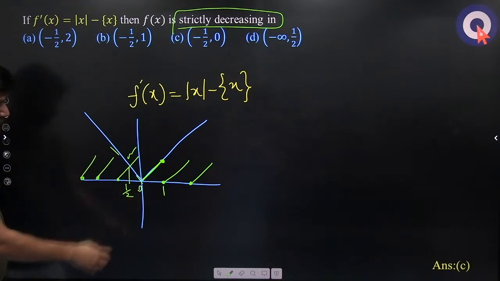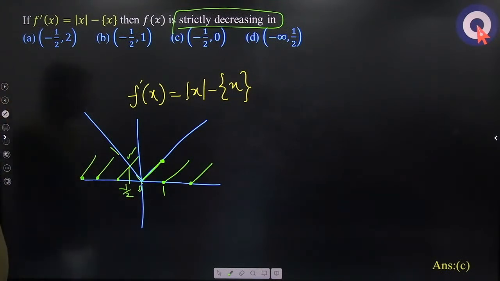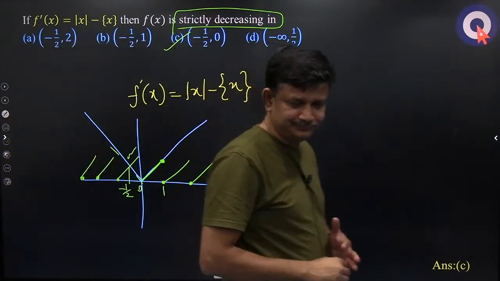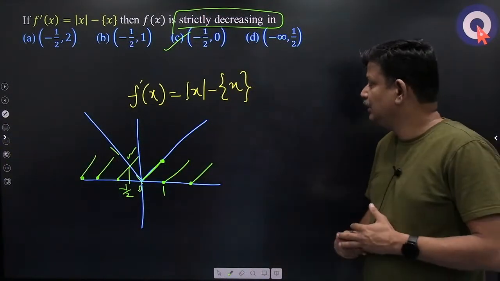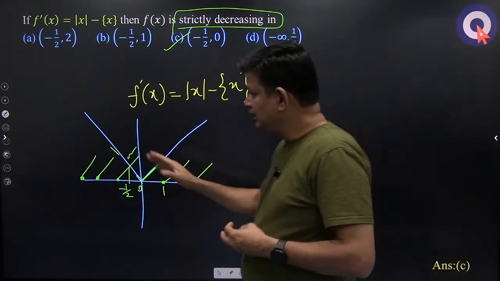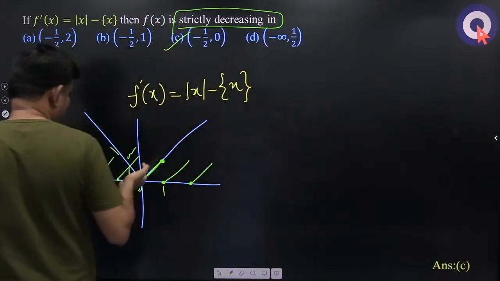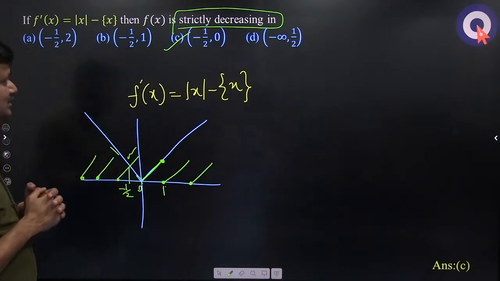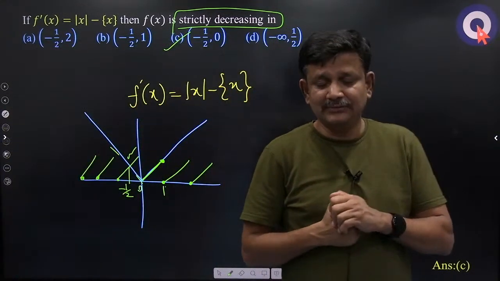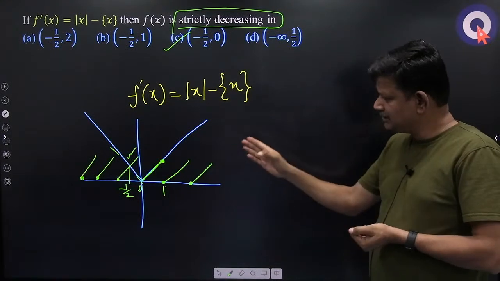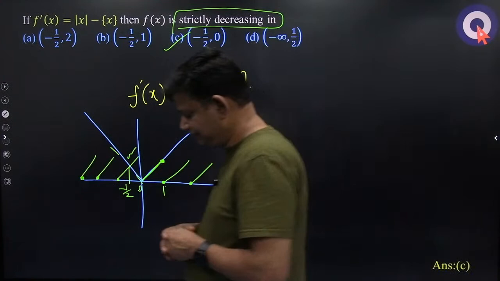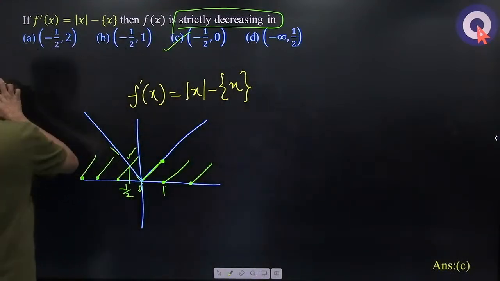Half. So only when x is between minus half to 0, it is a strictly decreasing function. Everywhere else it is either a strictly increasing function, or from 0 to 1 it is a constant function. From minus infinity to minus half it is strictly increasing. Minus half to 0 it is strictly decreasing. Then again from 1 to infinity it is strictly increasing.